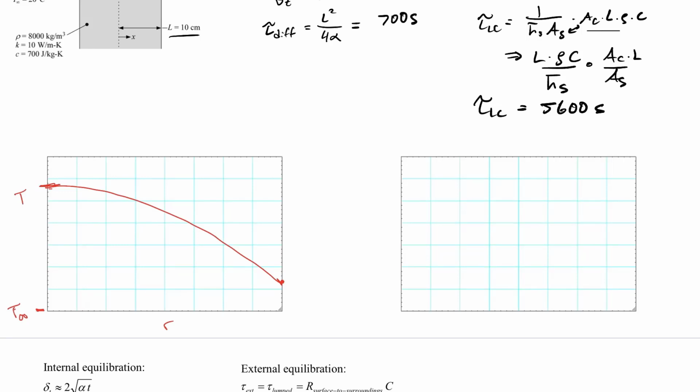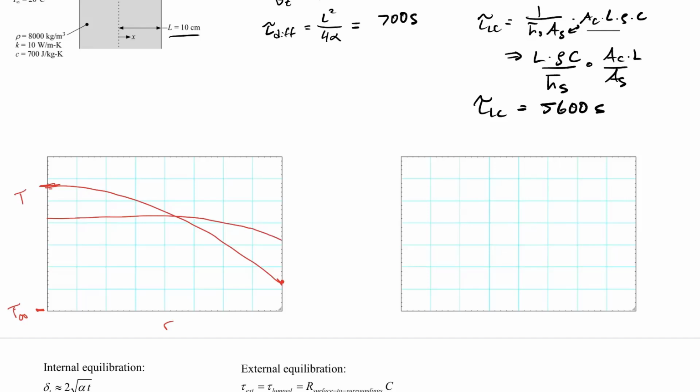Okay, so what we just decided is that it's going to take much less time to come to internal equilibrium than it is to come to external equilibrium. So what's the plot going to look like at, say, 700 seconds? At 700 seconds, I'm saying that the wave has sort of propagated through, and we're at our first hint of internal equilibrium. So what would that look like? Well, that would be something like this. Oops, I don't want it straight. It would be something like this.